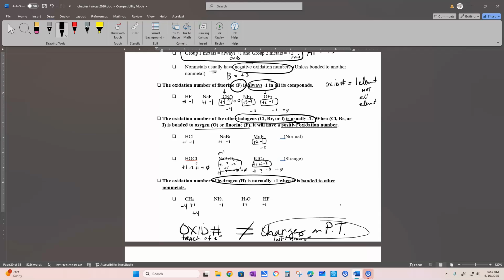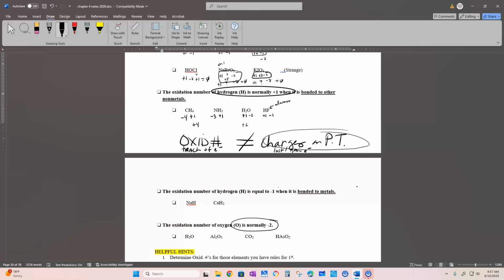Hydrogen, 3 times 1. So that means nitrogen has to be -3. Hydrogen 2 times 1 is +2. So oxygen has to be -2. And remember we said fluorine is always -1. Okay? But notice that where it said normally +1, hydrogen sometimes can go -1 if you bond it to a metal. So notice all of these, they were bonded to a non-metal.